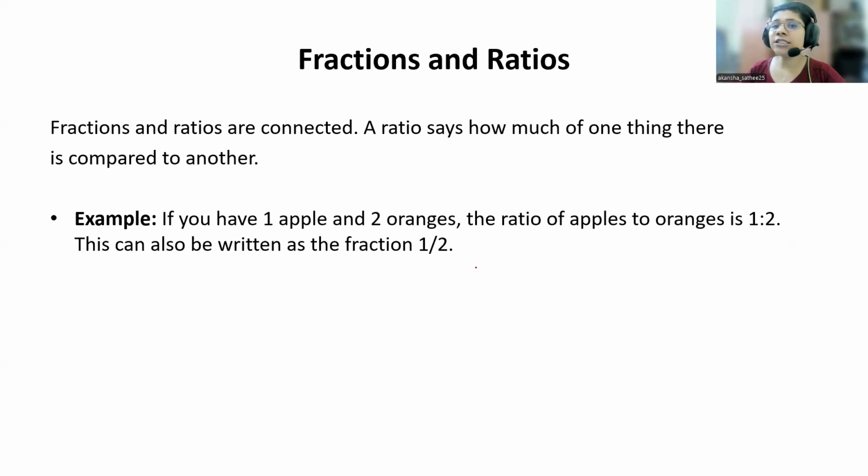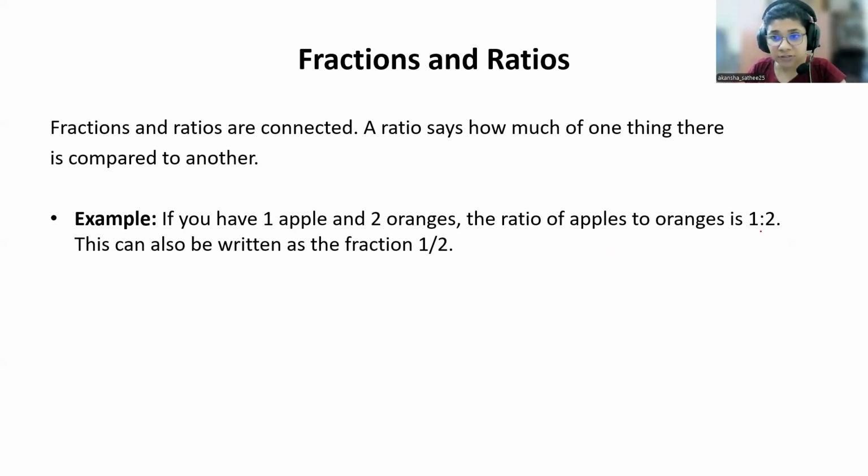Now, fractions and ratios. Fractions and ratios are connected. A ratio says how much of one thing there is compared to another. Let's see one example. If you have one apple and two oranges, the ratio of apples to oranges is 1 is to 2.